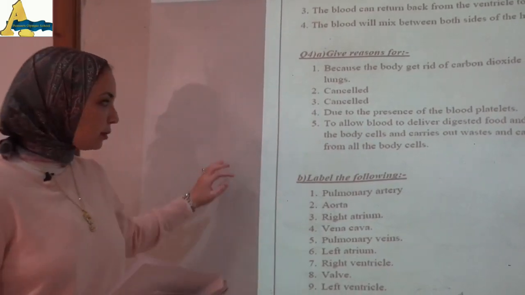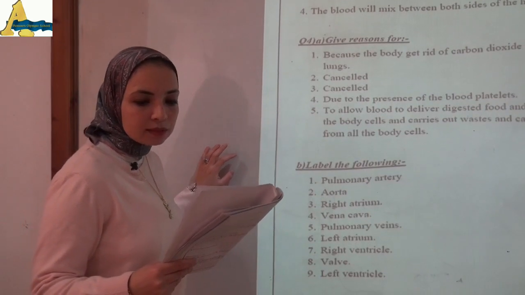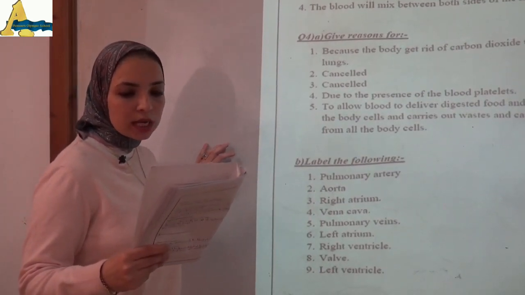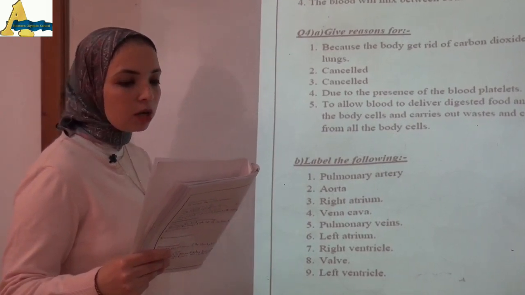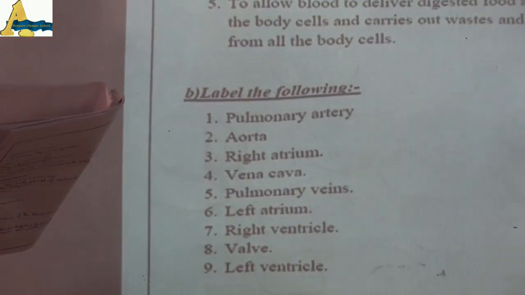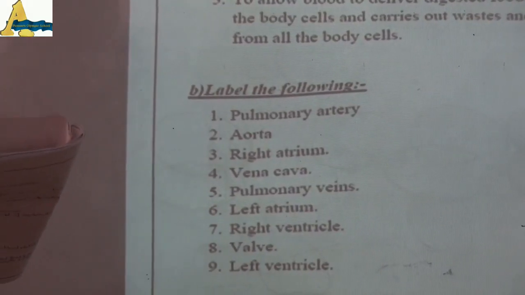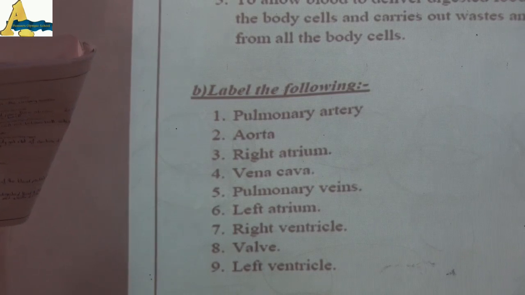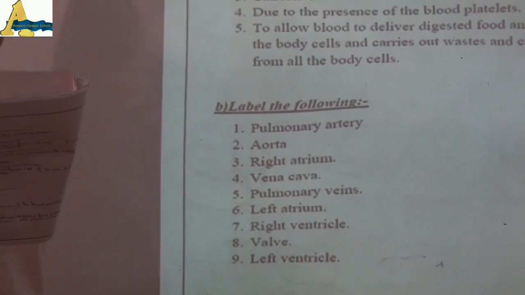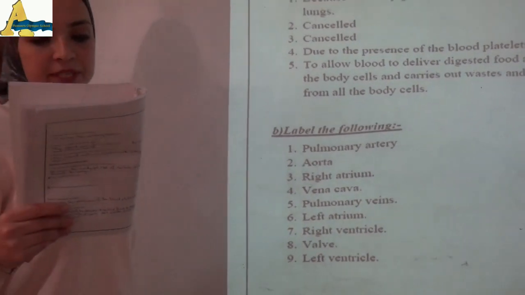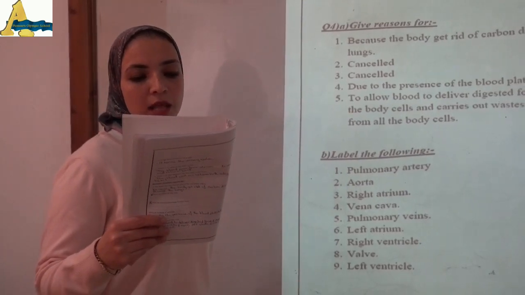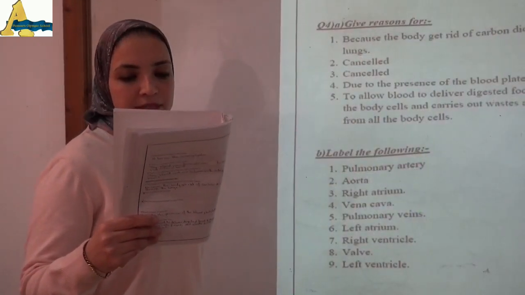Label the following figure. Number 1, pulmonary artery. Number 2, aorta. Number 3, right atrium. Number 4, vena cava, or superior and inferior vena cava. Number 5, pulmonary veins. Number 6, left atrium. Number 7, right ventricle. Number 8, valve. Number 9, left ventricle.